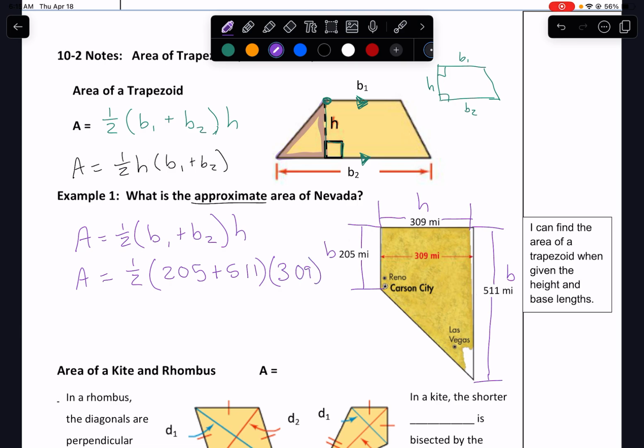You can type this all on your calculator at once, or you can use your order of operations to do the addition inside the parentheses first, which I think I'm going to do right here just to simplify what I have to type in my calculator. So if we do 205 plus 511, that's 716. Then I'll take 1/2 of 716 times 309 and get an approximate area of 110,622 miles squared.